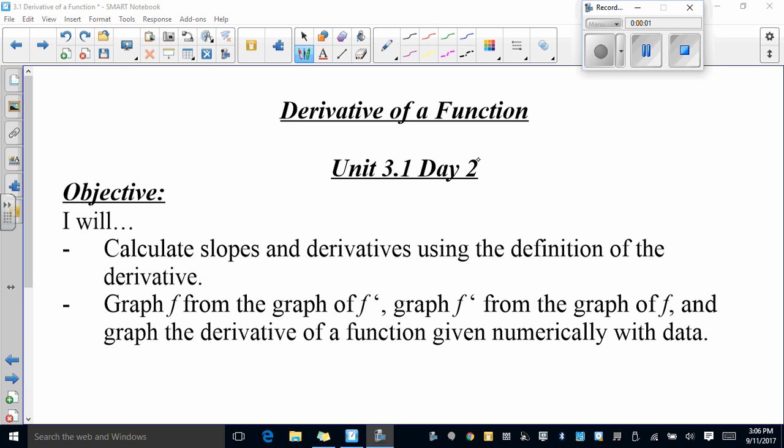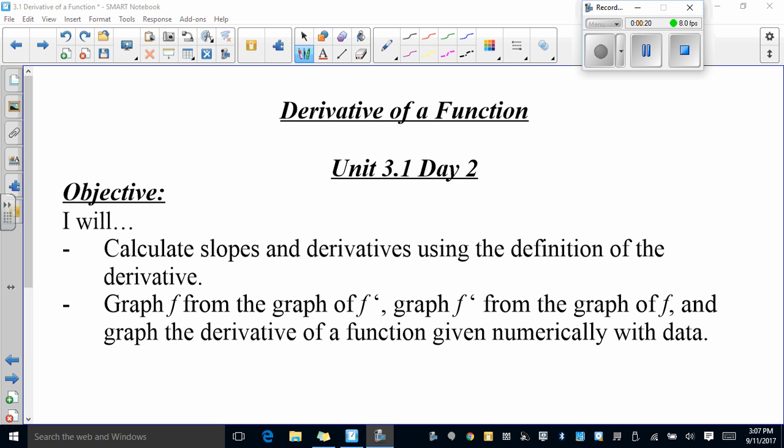The derivative, which is what we did in the first video. And today we're going to be looking at graphs. We're going to graph f from the graph of f prime. Remember, f prime is just slopes. And graph f prime from the graph of f. And graph the derivative of a function given numerically with data.